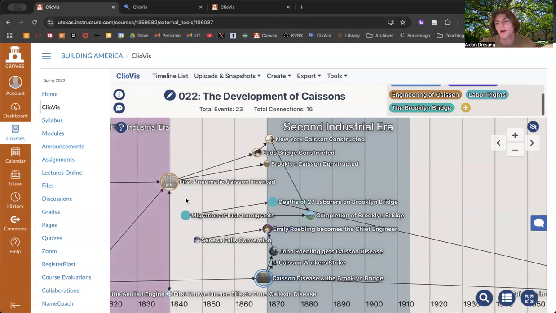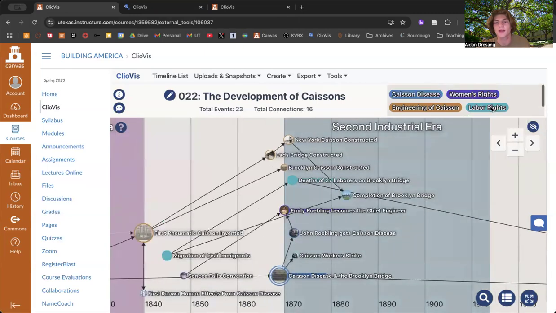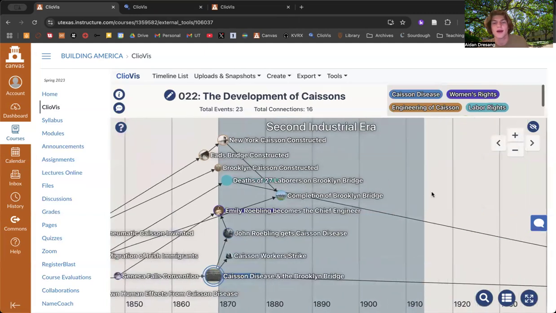So the first way is probably how you'd imagine ClioVis being used, and that's taking an event in history and breaking it down into a complex set of events on a timeline. So this was a group project I made in Dr. Erica Basumik's Building America class, where we looked at the role of caissons in the Brooklyn Bridge and building it. And we looked at the Roeblings and a number of other themes in history like labor rights and women's rights, and we broke them into categories up here.